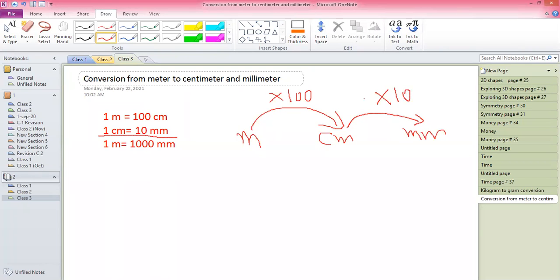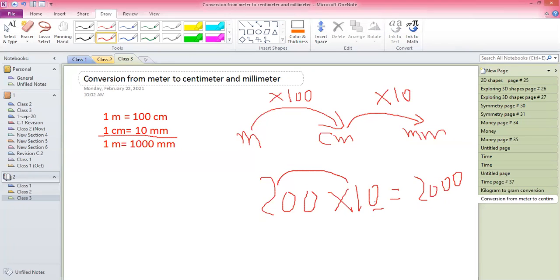Let's suppose I ask you, 200 centimeter is equal to how many millimeter? So you will multiply 200 by 10, and you will add a 0, it will become 2000. So you will say, sir, it will be 2000 millimeter. If I ask you, okay, 63 centimeter equals to how many millimeter? So you will multiply 63 by 10, 63 times 1 is 63, and you add a 0, it will be 630 millimeter.